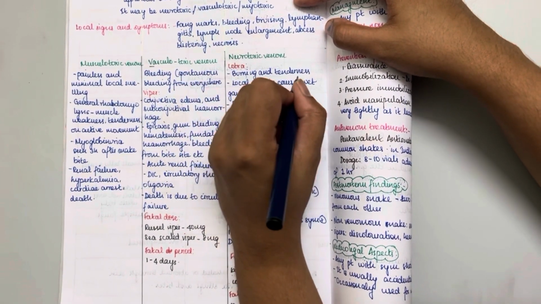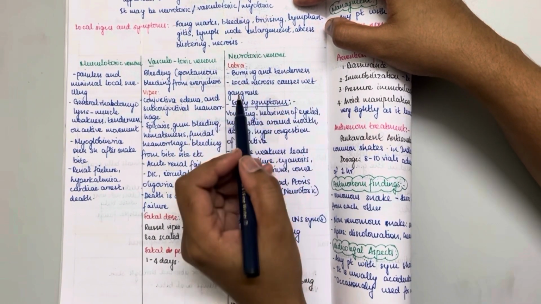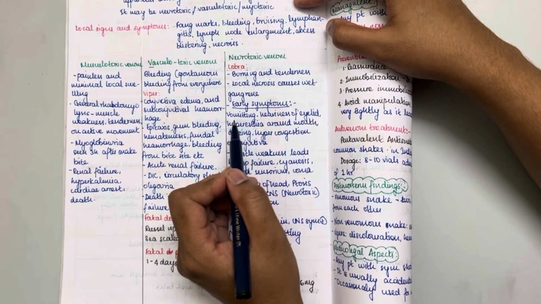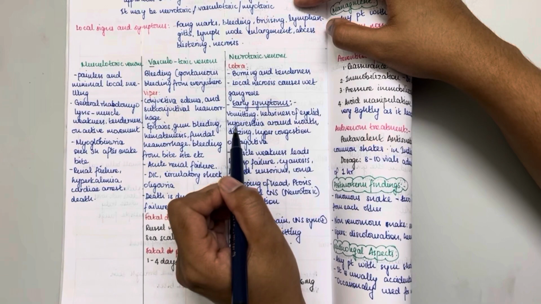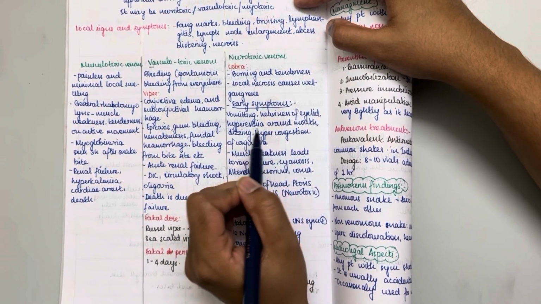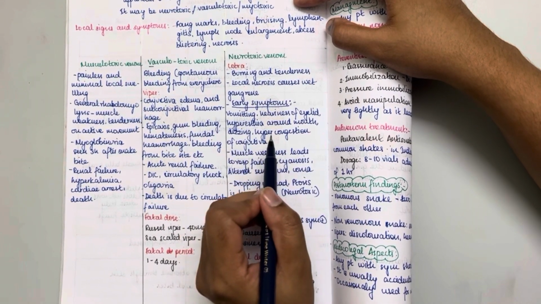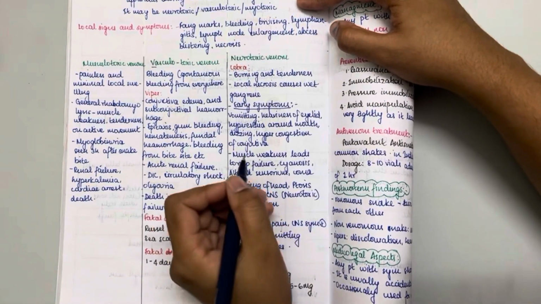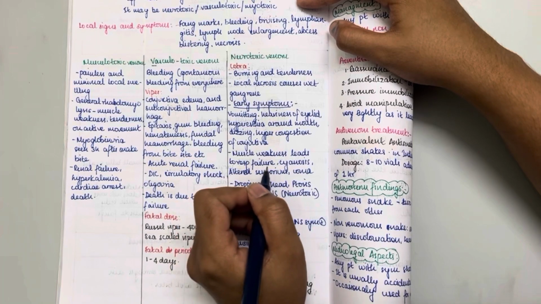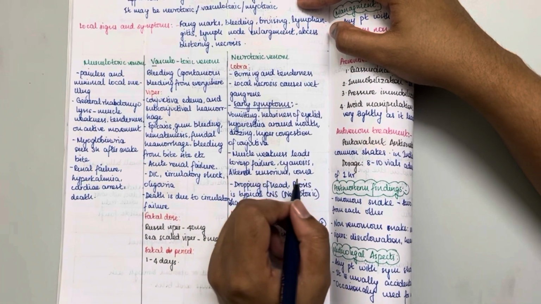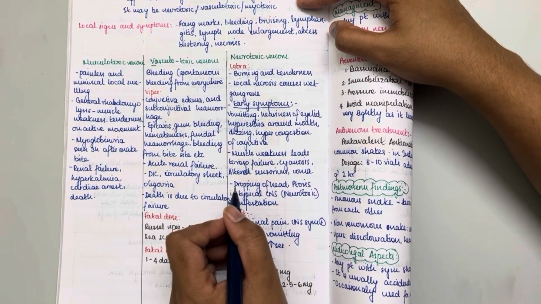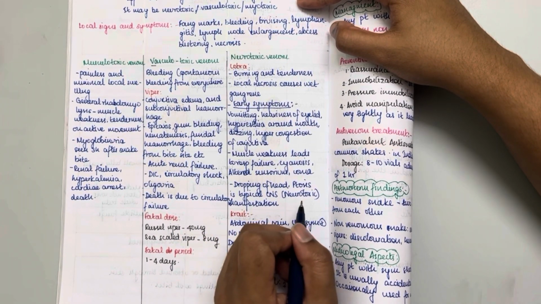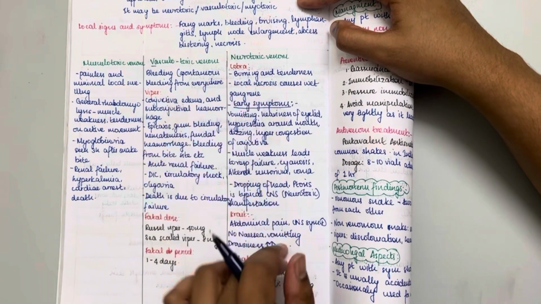In a cobra bite, the patient presents with burning and tenderness, and local necrosis that causes wet gangrene. Early symptoms are vomiting, heaviness of the eyelid, hyperesthesia around the mouth, dizziness, and hyperemia of the cornea. Next is muscle weakness that leads to respiratory failure, cyanosis, altered sensorium, and coma. Drooping of the head and ptosis is a typical CNS complaint. So this is about cobra.